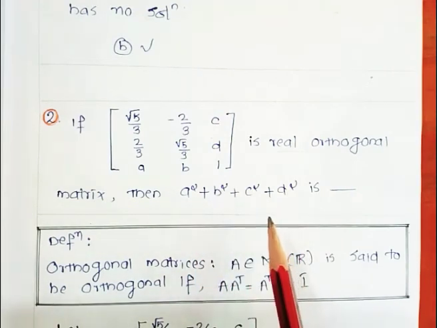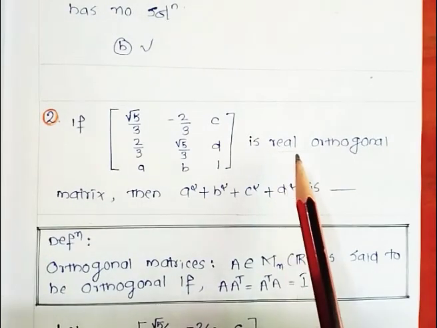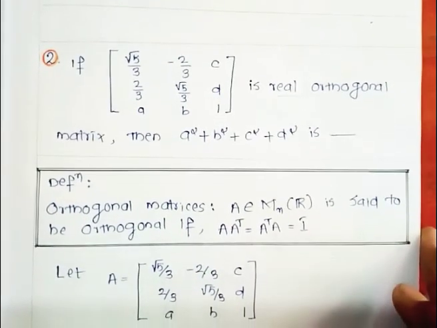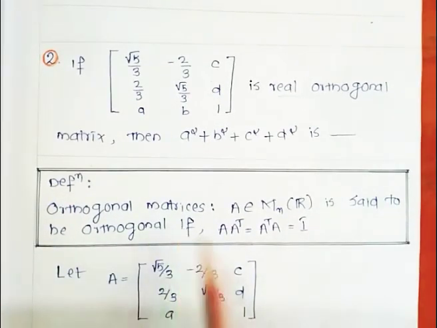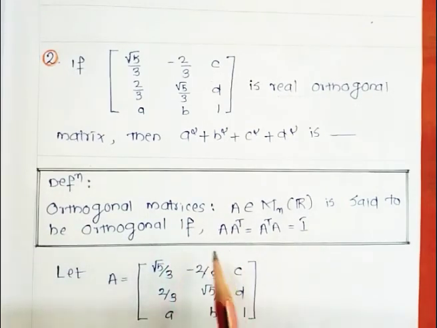The only hint is that the given matrix is a real orthogonal matrix. So first of all we want to know what an orthogonal matrix is. The definition of an orthogonal matrix: A belongs to Mn of R is said to be orthogonal if A transpose A is equal to A A transpose, which is equal to I.